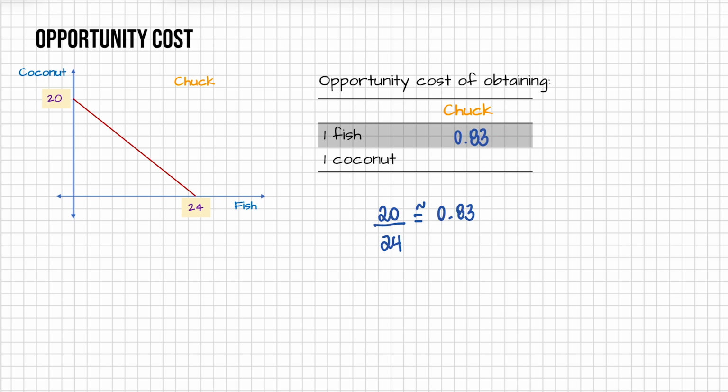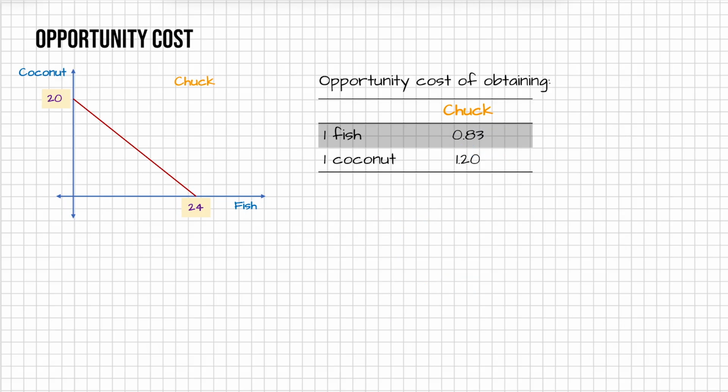Now let's calculate the opportunity cost of obtaining a coconut. To obtain 20 coconuts, Chuck has to give up 24 fish. 24 over 20, which equals 1.2. It's exactly the inverse. So this opportunity cost means that to obtain one additional unit of coconuts, he has to give up 1.2 units of fish.